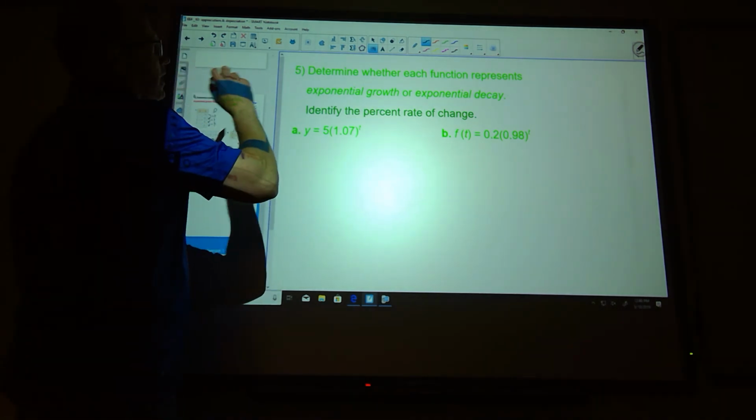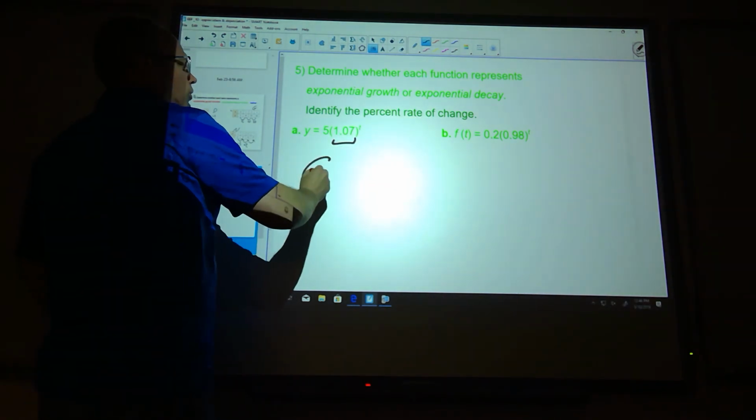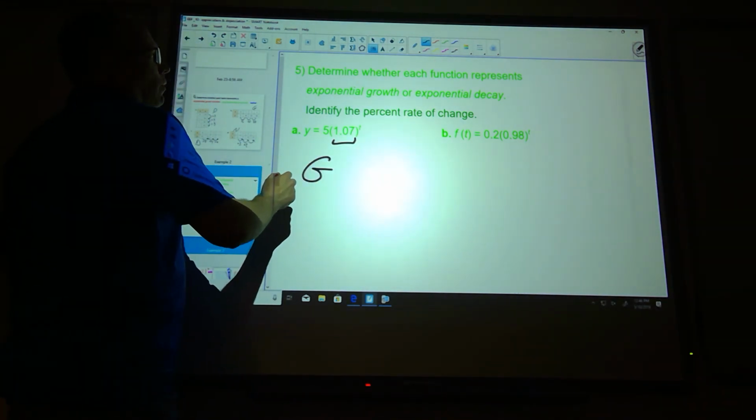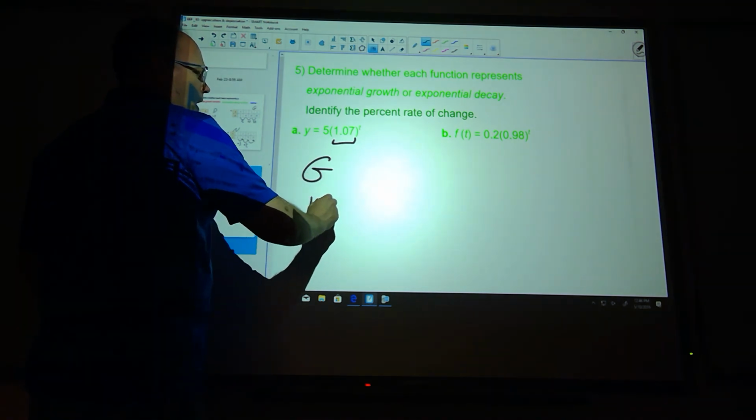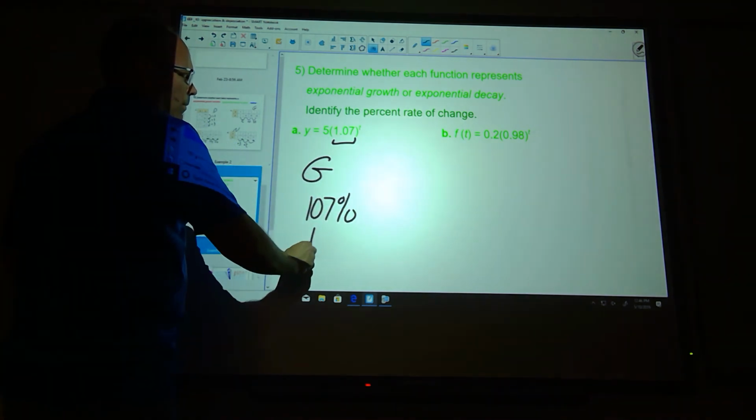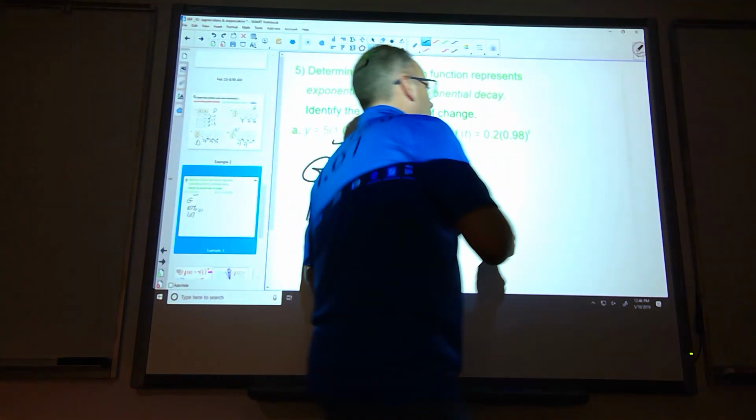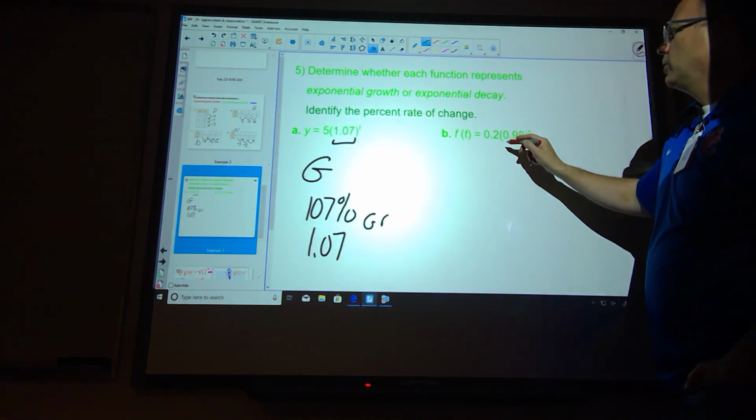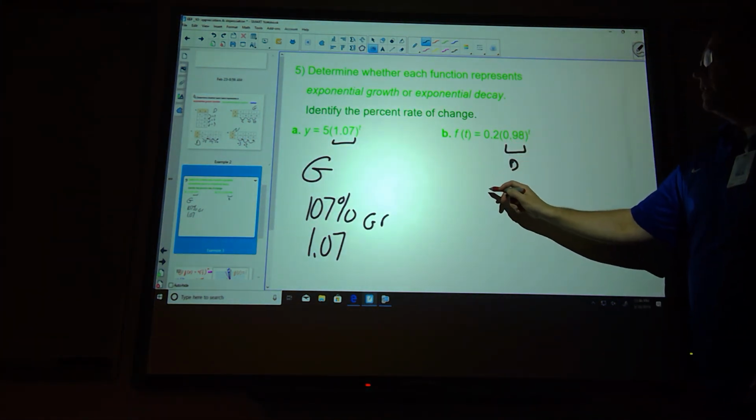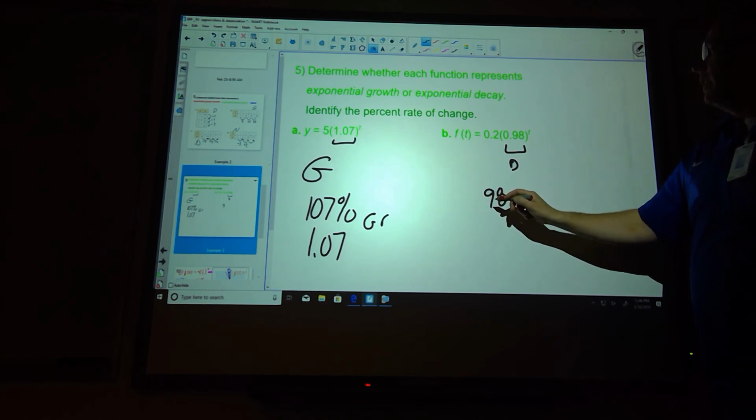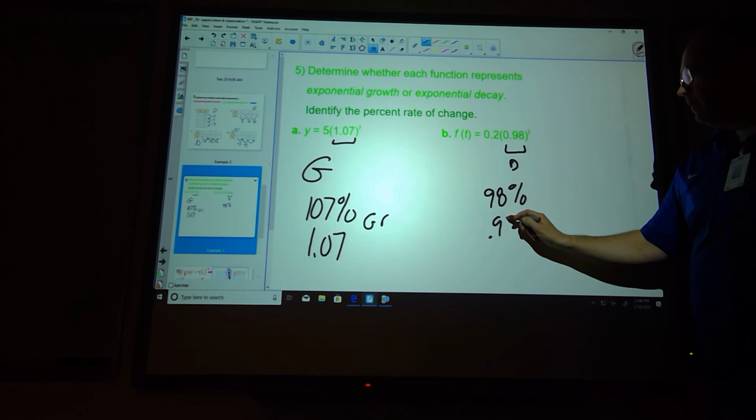All right, determine whether each function represents growth or decay. So that right there is bigger than 1, so it's growth. And identify the percentage or growth factor. So this is going to grow by 107%, or 1.07. So that's our growth factor. And then this one is decay. The reason it's decay is because it's 0.98. So it's going to be worth 98% each year, or 0.98.